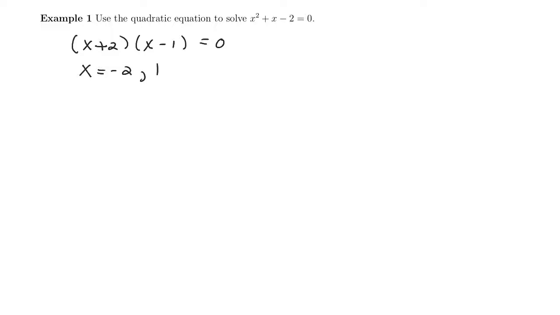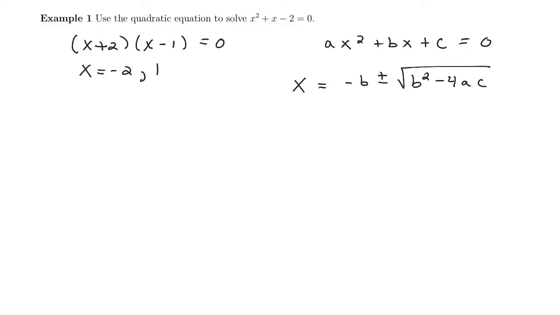Now, there's another method that you can use to solve this if you're having trouble factoring it. Any equation of the form ax squared plus bx plus c equals 0 is a quadratic equation, and if it's written exactly in this form, x equals -b plus or minus the square root of b squared minus 4ac all over 2a, these are solutions to your equation.